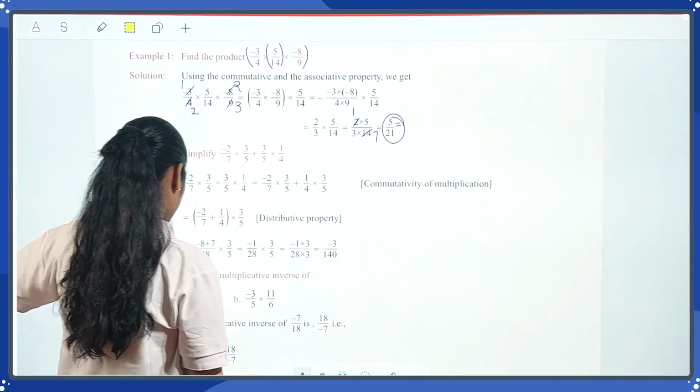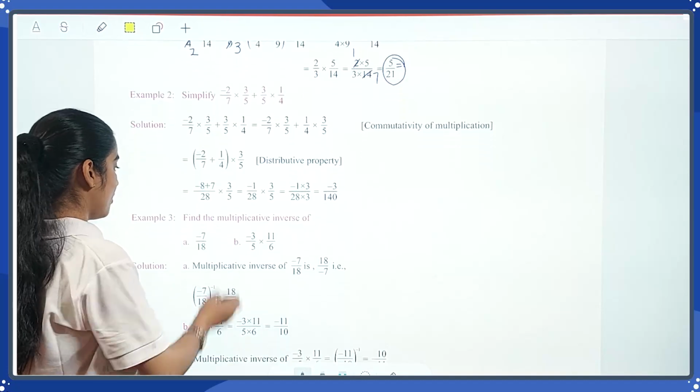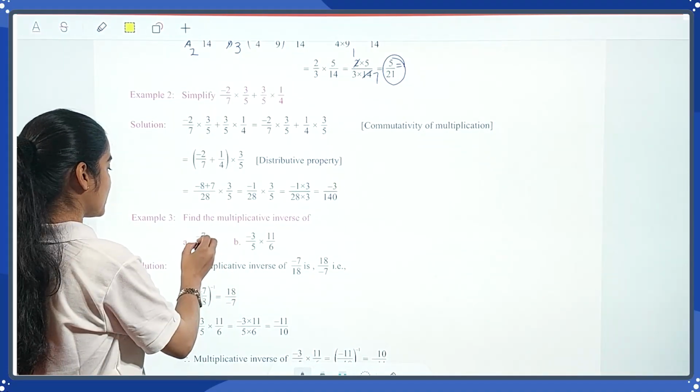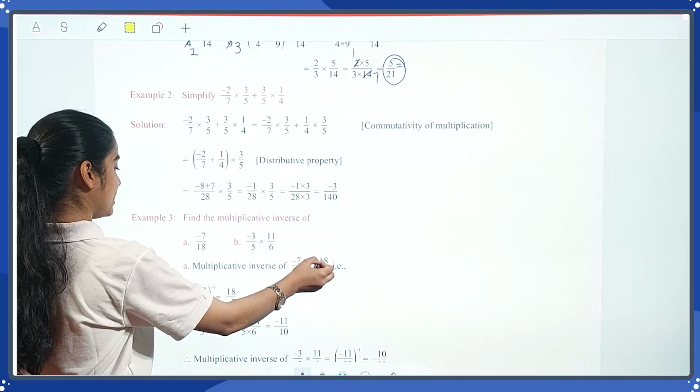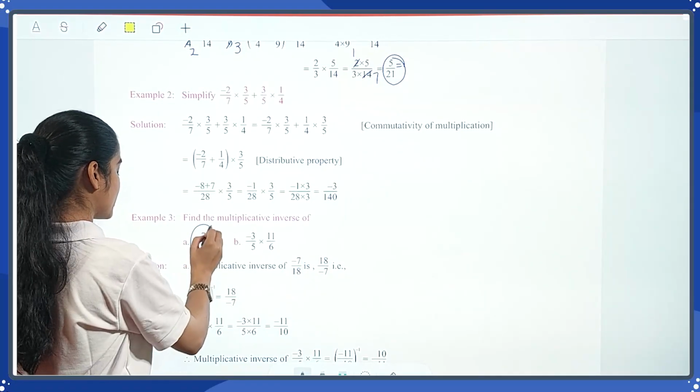Okay. In the same way you have to solve this question also. Find the multiplicative inverse of minus 7 by 18. The multiplicative inverse is 18 by minus 7. It means the reciprocal of it.